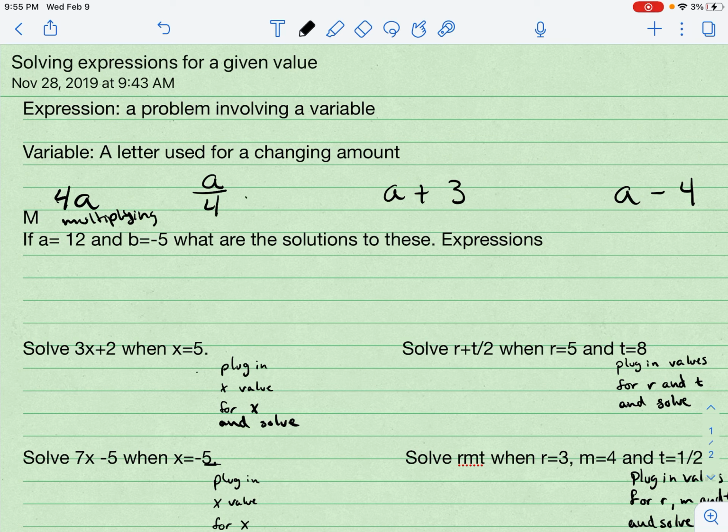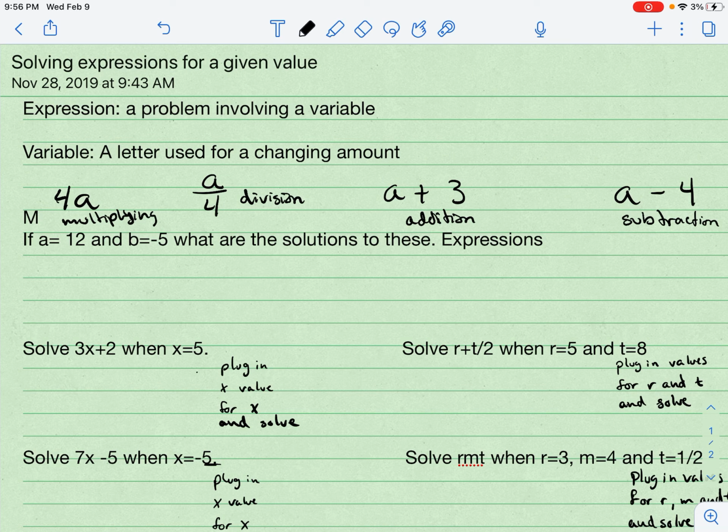So this is going to be division. And this is set up just like a fraction, which is simply division. And likewise, a variable by itself plus a number, that's going to be addition. And then last, you've got subtraction. So a variable minus a number is going to be subtraction. This is just so you can see how expressions might be represented, and what this means.